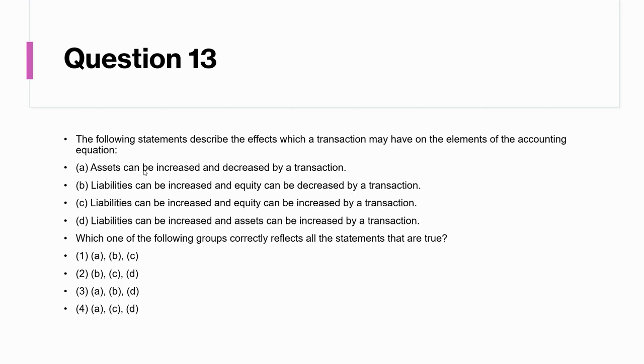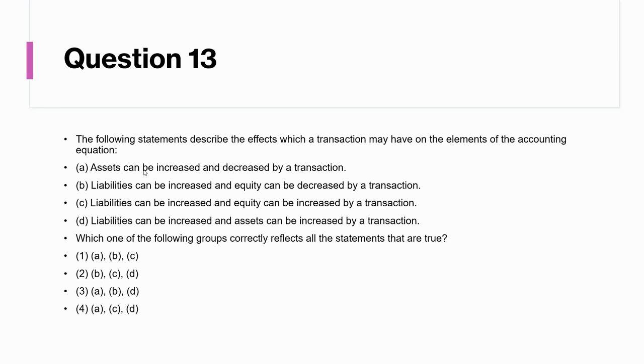Then B is correct, liabilities can be increased. Here is when you borrow a loan from the bank. Your liabilities will obviously increase. But the reason why your equity will decrease is because of the interest. Interest is an expense that will also reduce your equity. And then I ruled out C. I said D is correct: liabilities and assets can be increased.